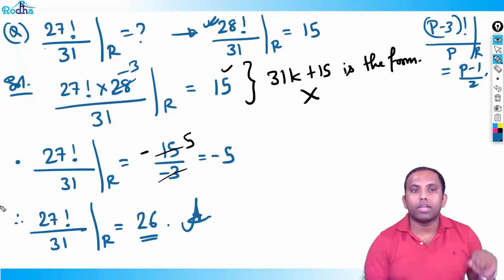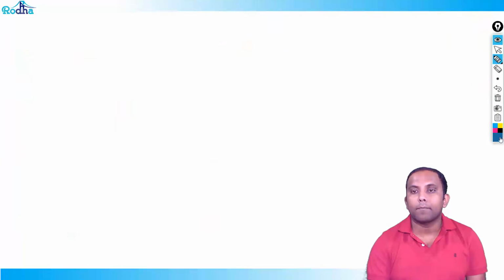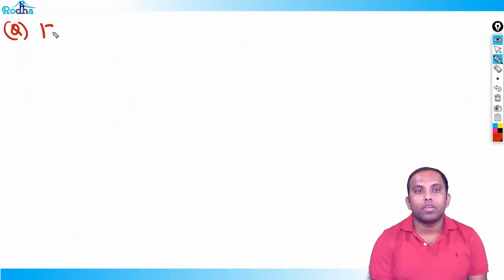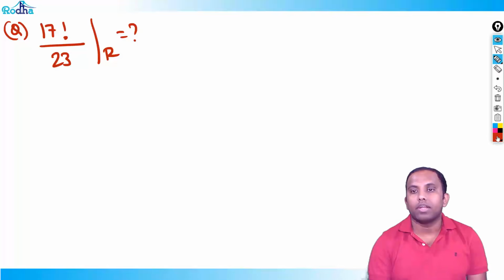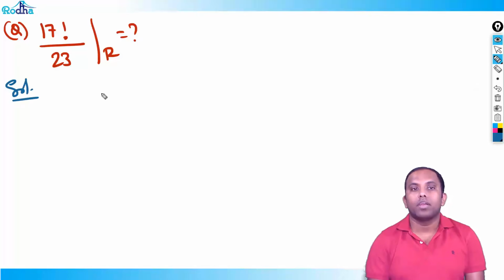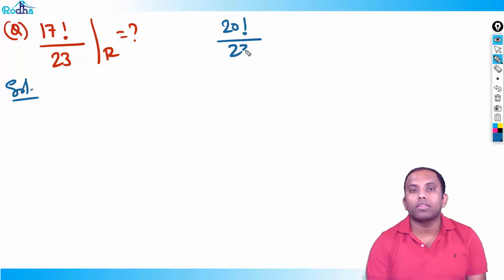Now, one more of the same variety we'll discuss. Question is: 17 factorial upon 23, what is the remainder? Again, what is the nearest I know? The nearest I know is 20 factorial by 23.